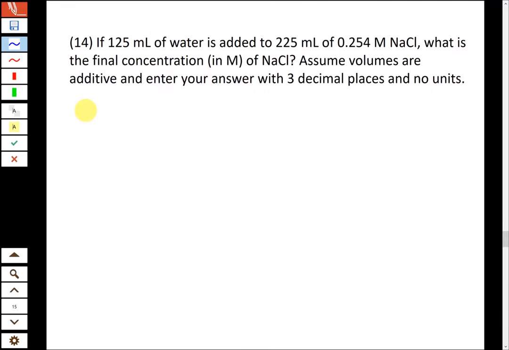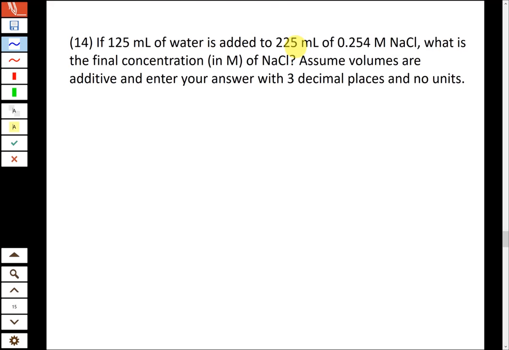All right, so number 14 here is, if 125 milliliters of water is added to 225 milliliters of 0.254 molar NaCl, what is the final concentration in molar of NaCl? Assume volumes are additive and enter your answer with 3 decimal places.